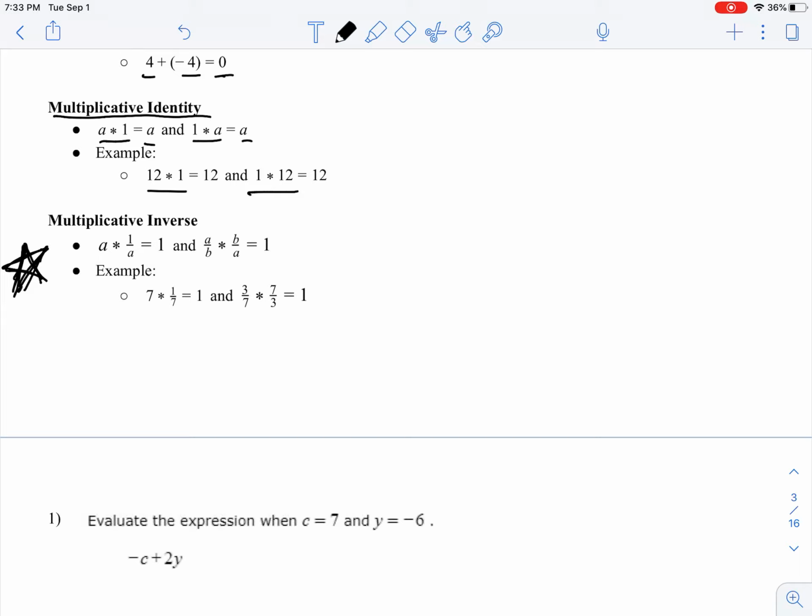With that multiplicative inverse, let's just go through what it means. So every number, even this a here, you can put a 1 under it.